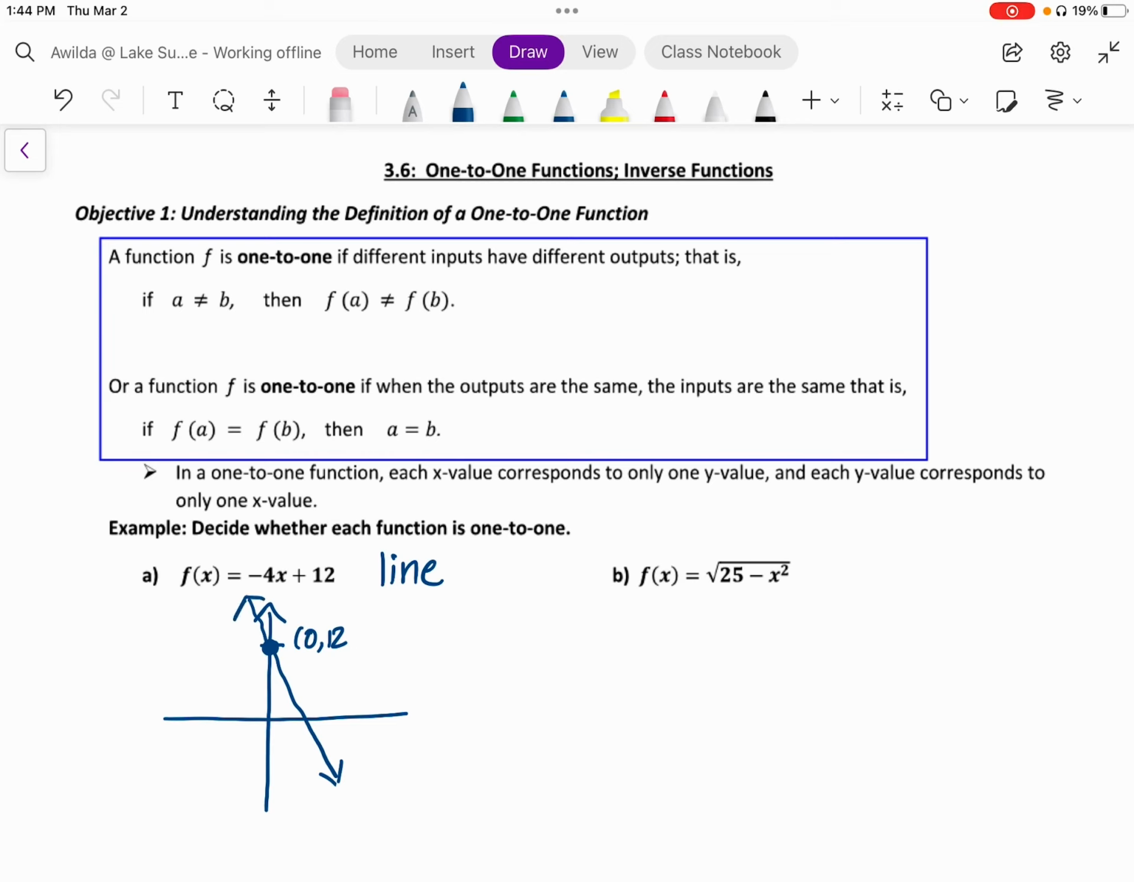If we take a look at the ordered pairs on this line, we see that no two ordered pairs would have the same x-coordinate because we don't see any ordered pairs that are vertically aligned. We also don't see repeated y-coordinates because we don't see any ordered pairs that are horizontally aligned. Therefore, this is a one-to-one function.